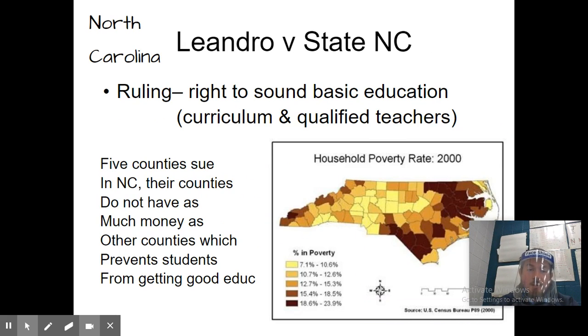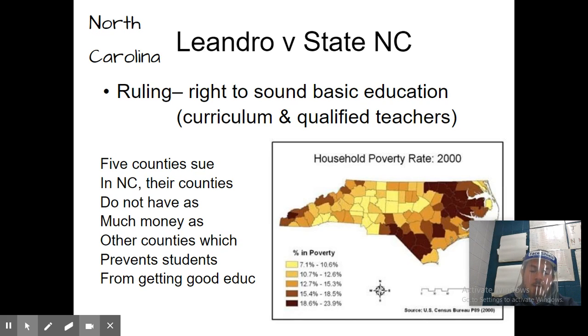This one is also from North Carolina, Leandro versus State of NC. It actually involves the county that I'm from, or one of the counties. I'm from Vance County, and Vance County is one of the 5 counties. It was Hope, Halifax, Cumberland, Vance, and Robinson. Those are the 5 counties that basically said that everybody has the right to a sound basic education.